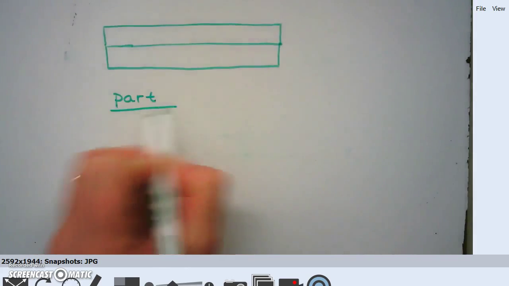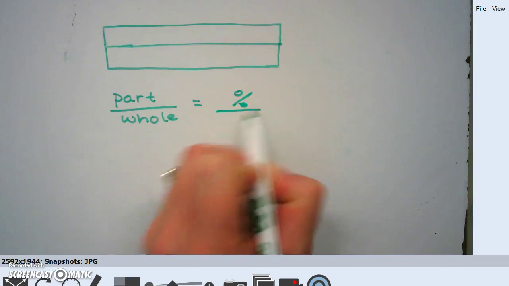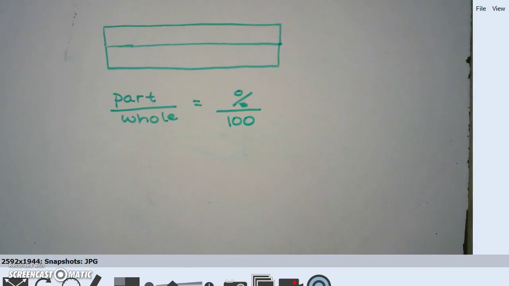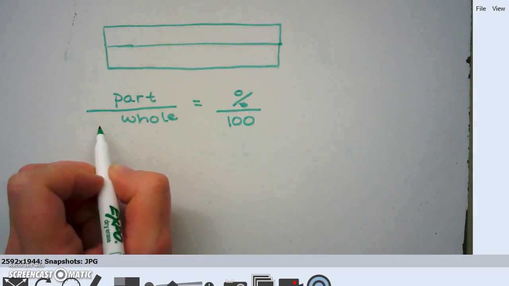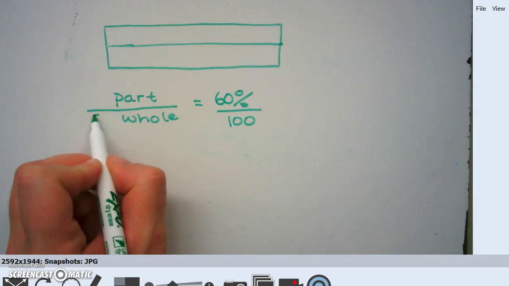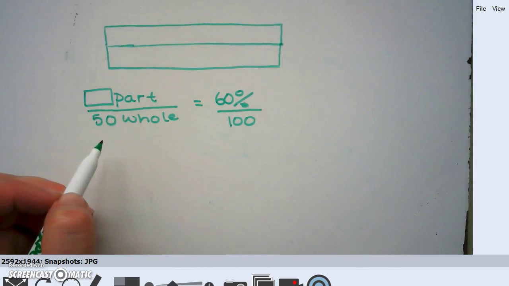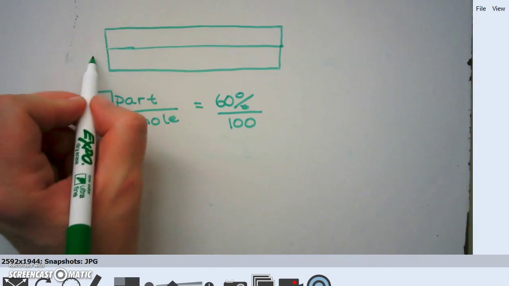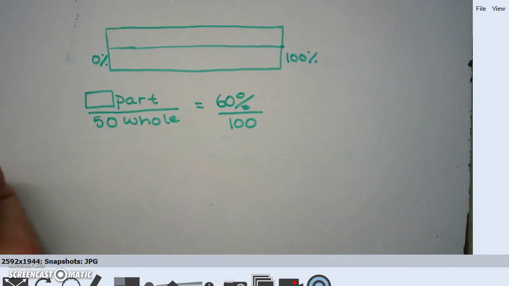Here we've got a part and a whole equals a percent out of 100. Well, on this problem, I know that my whole is 50. I know that there are 50 orders placed. I know that part of those orders are for delivery, and the rest of them are for pickup. So let's take a look at how that's going to look if we solve it this way.